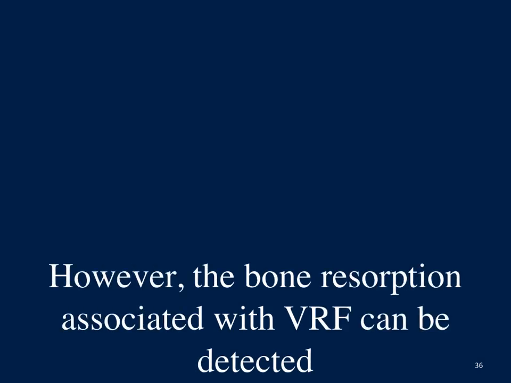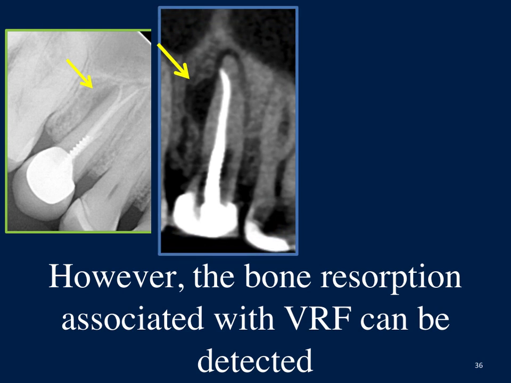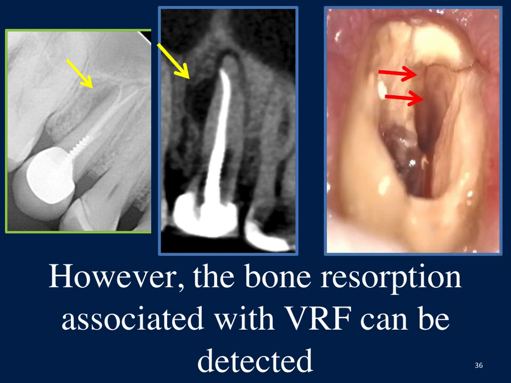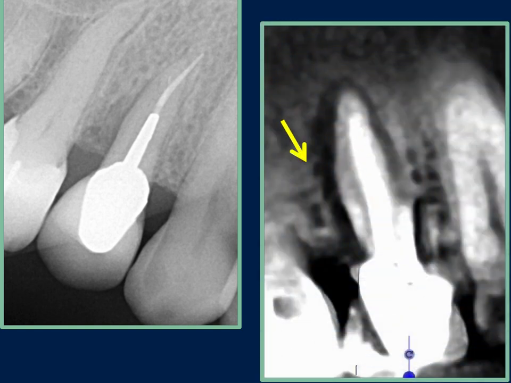However, the cone beam will show me a bone resorption associated with vertical root fracture. You look here, we have lateral radiolucency. If we take cone beam, we can see here we have this bone resorption in the lateral region. We can verify with the microscope. You can see the crack inside the root, so we reach a diagnosis of vertical root fracture. If you look at this tooth, you can see with the cone beam we have a lateral radiolucency along the whole wall of the whole root.